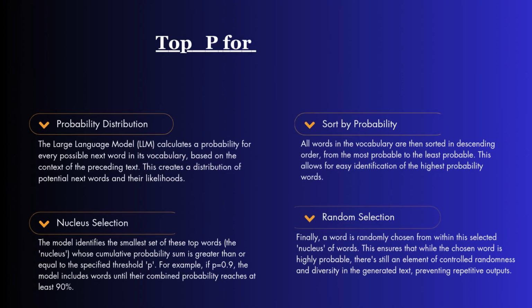How does it work? There are four main steps. 1. Probability distribution. The AI looks at all possible next words and gives them a score based on how likely they are to be the next word. For example, explore might have a 30% chance. Fly might have a 25% chance. Jump might have a 10% chance, and so on. 2. Sorting the words. It then sorts the words from most likely to least likely.